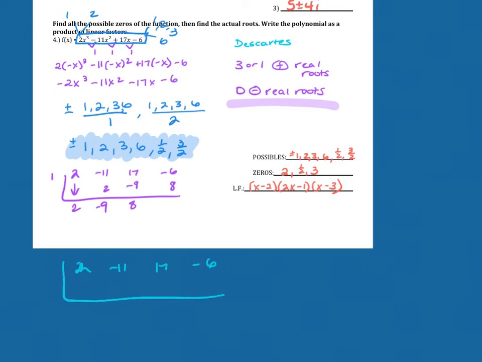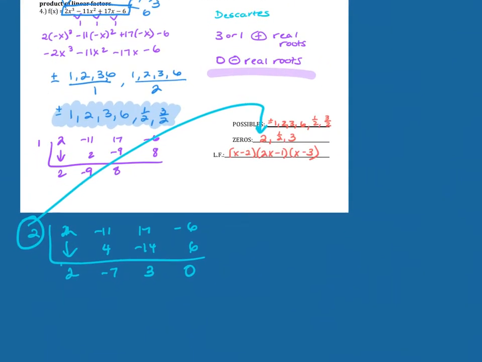Now I'm going to go to my next positive possible root, which is 2. 2, 4, negative 7, negative 14, 3, 6. And there's my first one that works. So I know 2 is going to go in my answers because it's the first one that works. Then I'm going to take what's left.